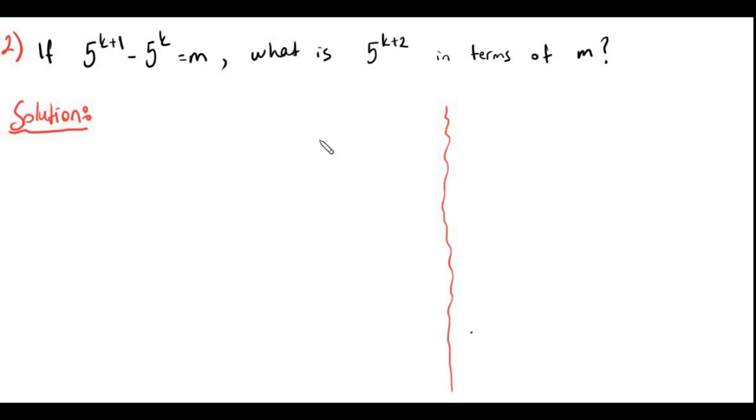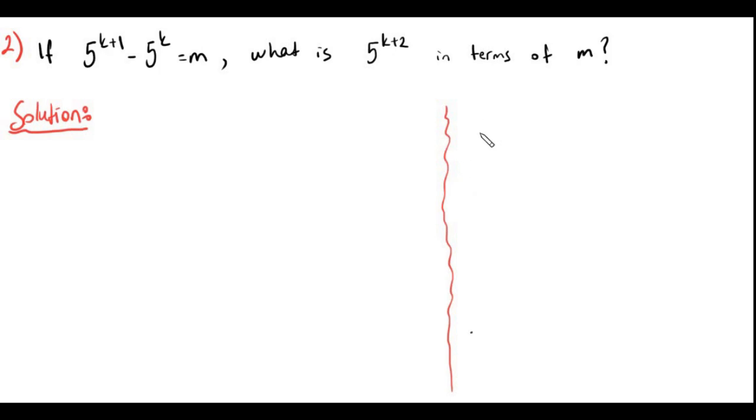Alright, so let's do the second example. If 5 to the power of k plus 1 minus 5 to the power of k is equal to m, what is 5 to the power of k plus 2 in terms of m? So before starting, let me give you the information that we need to solve this example.